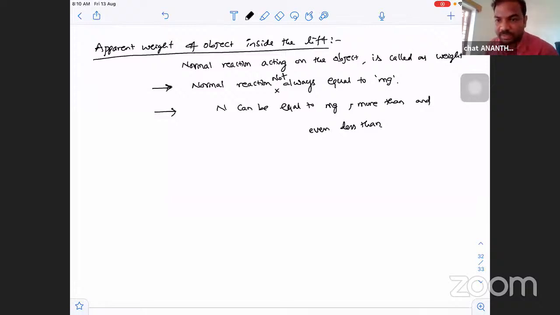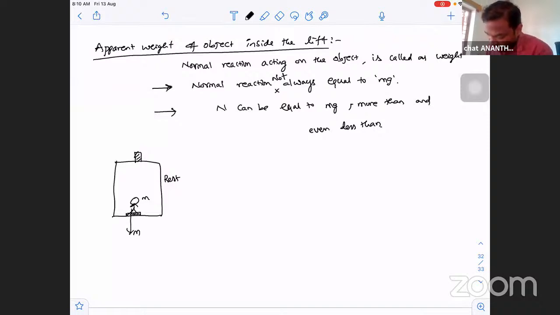Then how to go for apparent weight of an object inside the lift? Suppose there is a lift. Okay. So the lift is at rest. One man is standing on the weighing machine. Let us say this is the weighing machine. Then what is the reading shown by the weighing machine? If mass of the man is m, then mg will act downward, normal reaction will act upward.